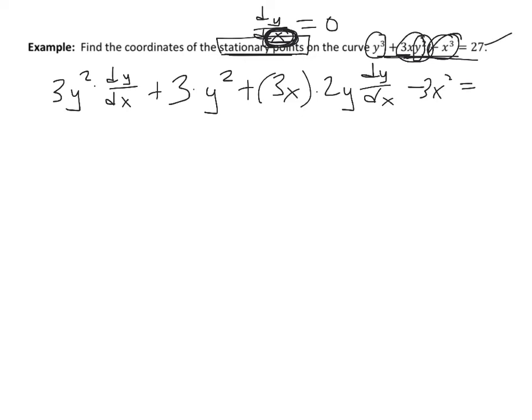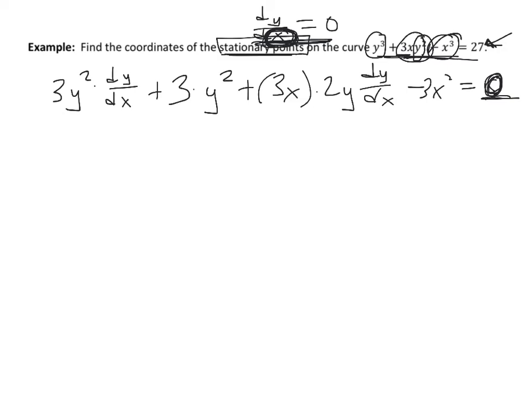On the right side, it's important to remember to take the derivative of the right also. It happens all the time when people write like 27 over here. You still got to take the derivative over there. Okay. Now, to find the stationary points, I want to know where dy dx equals 0. So my next step should probably be to get dy dx alone.